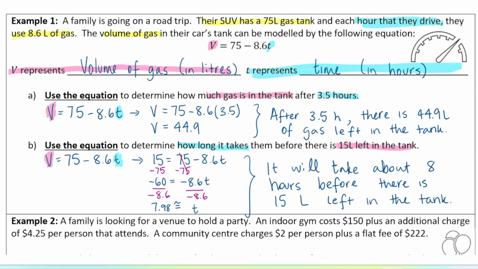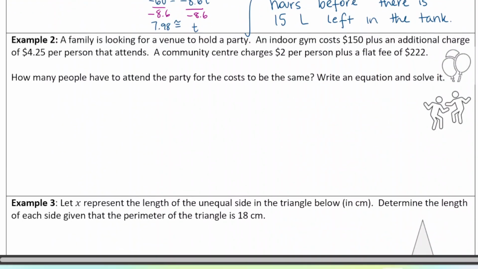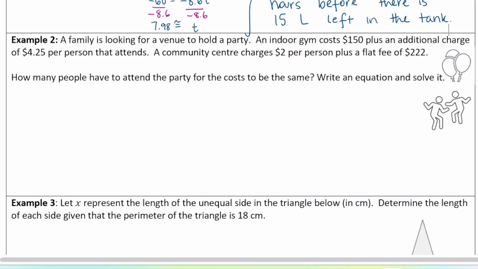Okay, great. So example 1 is finished. Example 2 is going to be a little more challenging because we have to come up with our own equation this time to model the problem. And then we're going to be doing a similar skill compared to what we did in example 1.